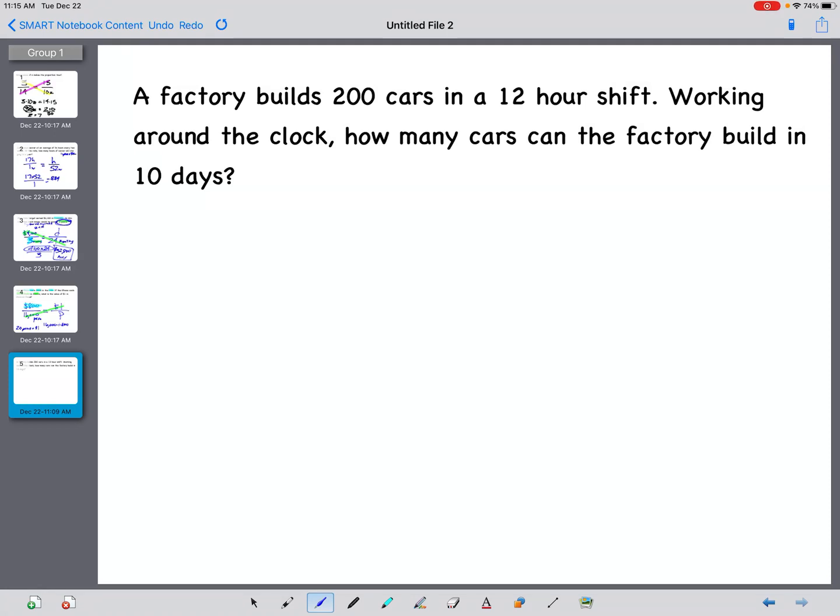A factory builds 200 cars in a 12-hour shift. Working around the clock, how many cars can the factory build in 10 days? All right, a couple of things to discuss here.